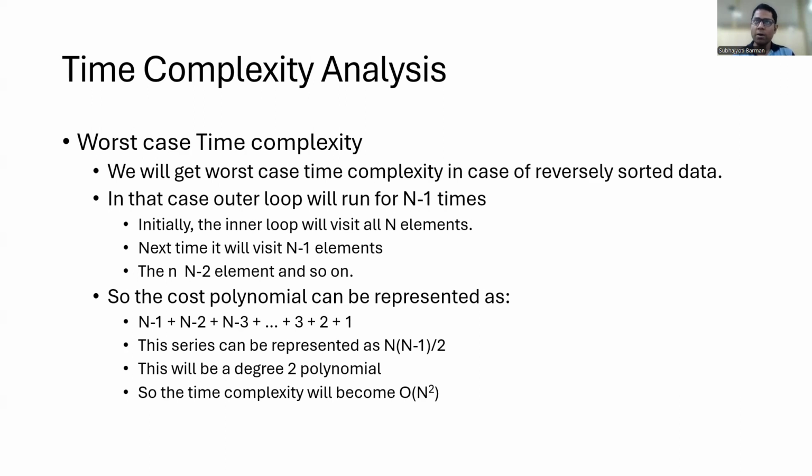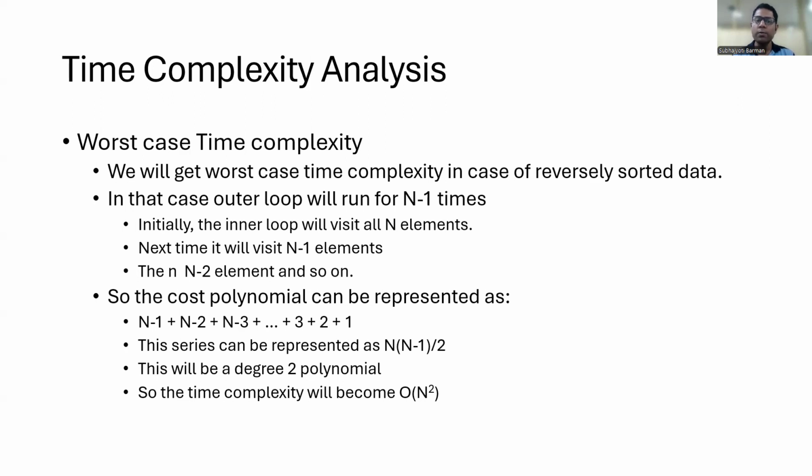So how many times will our outer for loop run? It will run n minus 1 times. So in the first iteration, we will visit all the n elements, right? Our inner for loop generates index from 0 to n minus 2, but with the help of k plus 1, we are reaching the index n minus 1 also. So that means we are visiting all the indices from 0 to n minus 1. That means we are visiting all the n elements. So in the first iteration, we will visit all n elements.